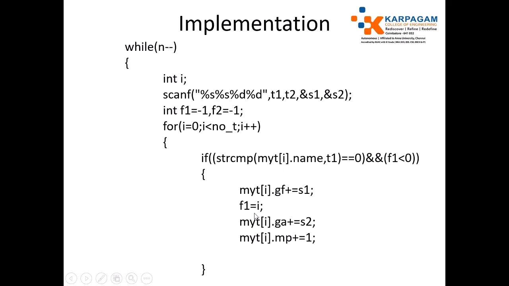First, I set the goals for, which is inputted and set already. And I reset the flag value and the goals against value, which is retrieved from S2. It's accumulated by using the plus symbol: mighty of I dot GA equal to mighty of I GA plus S2. Then match played will be incremented by 1.